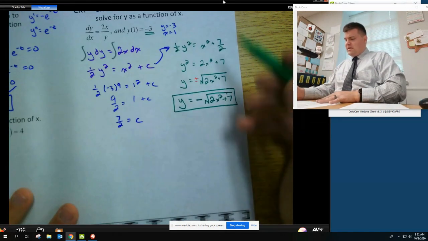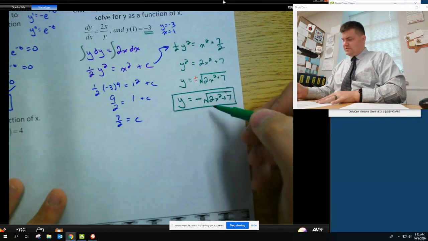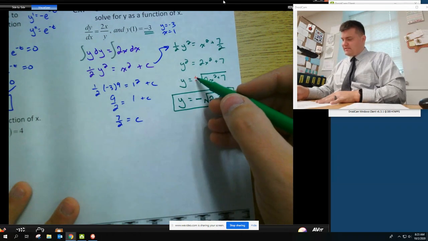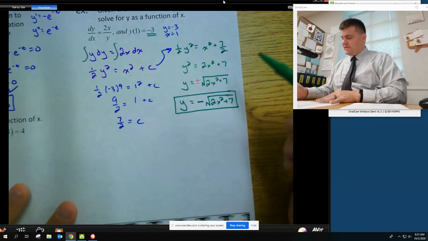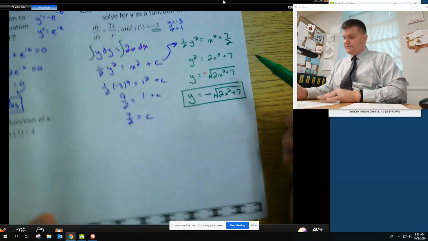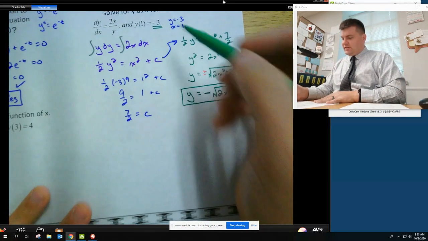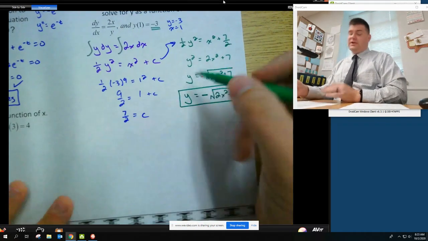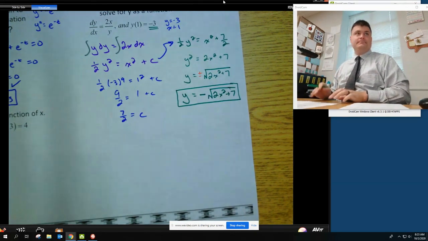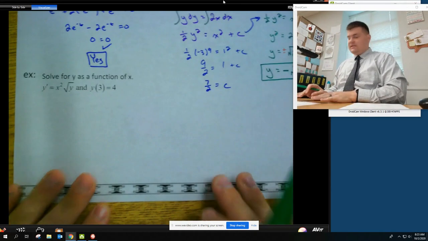Okay. If I would have solved for y first, I would have had this plus and minus here, and then I would have had to plug all that stuff in. It would have just got a little messy to solve for c. So it's easier to clean up your mess a little bit, solve for c before you actually go ahead and solve for y. Okay. All right, last example here.